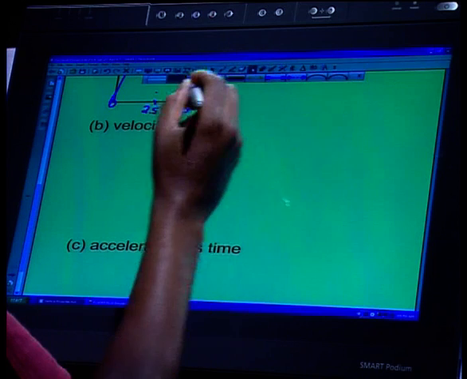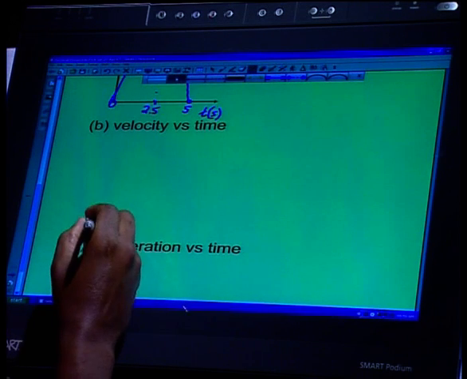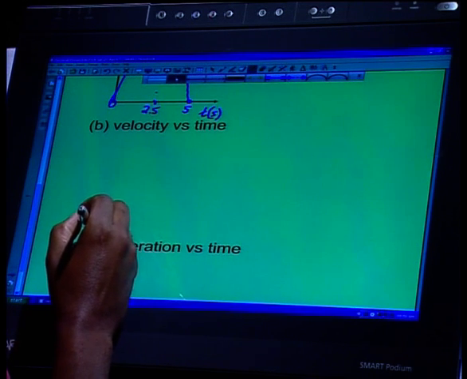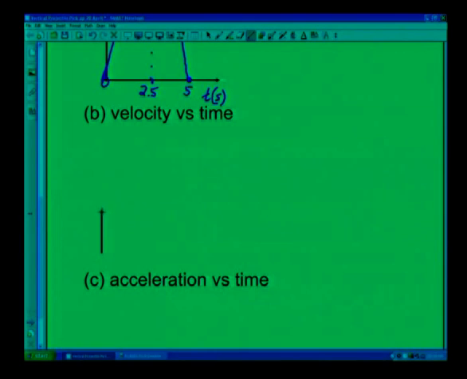Okay, coming down to the next one, number B, velocity time graph. Let's again have the axes. There is our vertical axis, which will be V in this case, and here is our horizontal axis, which will always be the time axis when we draw the motion graphs. So this one will always be time measured in seconds. This one is velocity measured in meters per second.